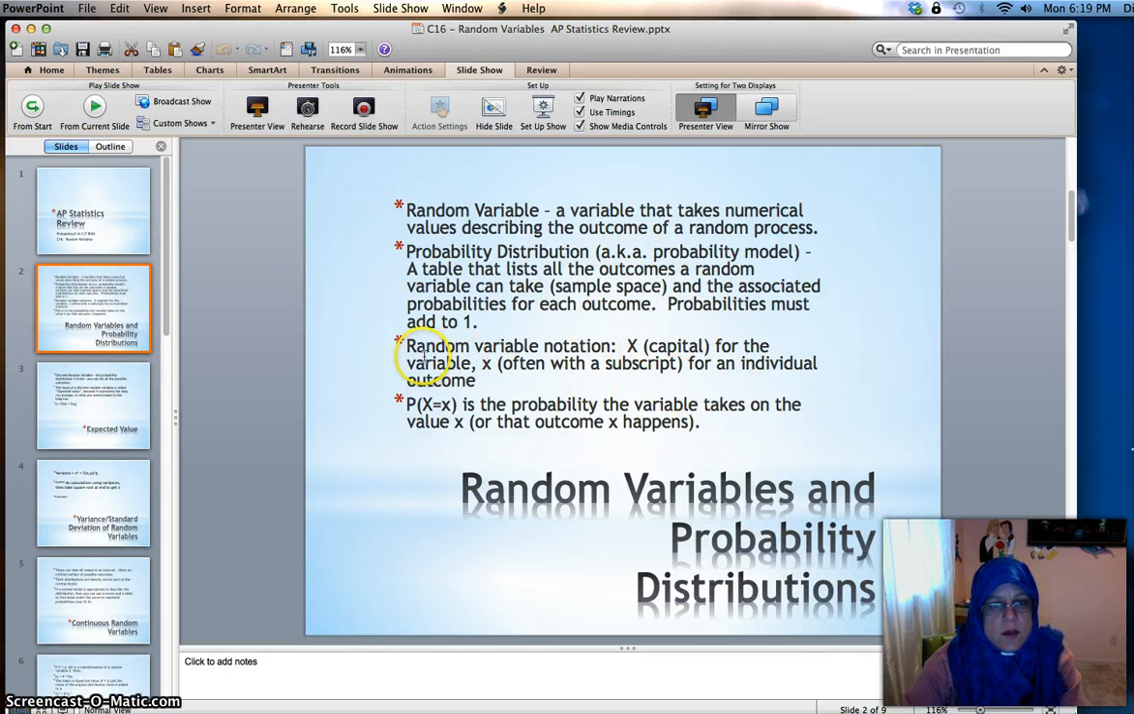Now, random variable notation: capital letters are used for the variable. So we could use the capital letter X to represent the outcome of rolling a die. And then a small x, often with a subscript, is used to represent an individual outcome. So we might have x sub 1 representing the first outcome, x sub 2 representing the second outcome, and so forth. Now the probability of big X equals little x is the probability that the variable takes on the value little x, or whatever that outcome might be. So we might say, what's the probability that big X equals 1? That would be the probability of rolling a 1, and so on and so forth.